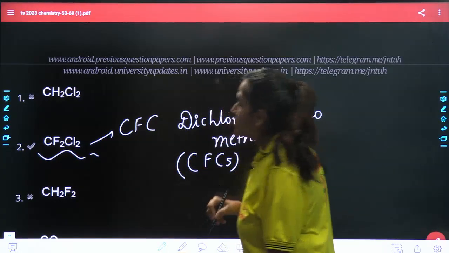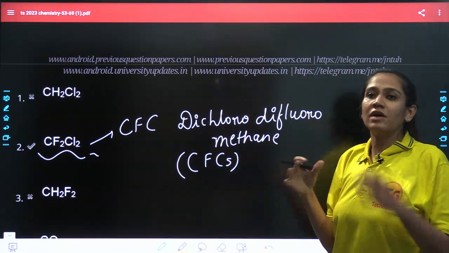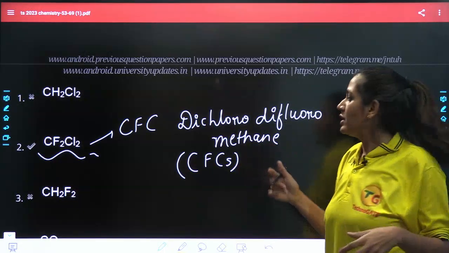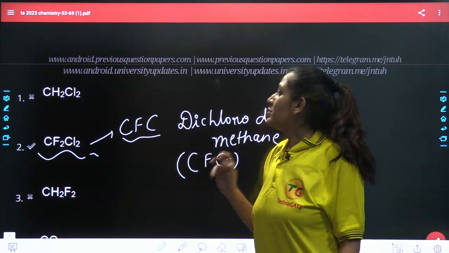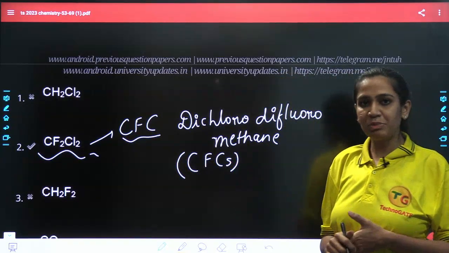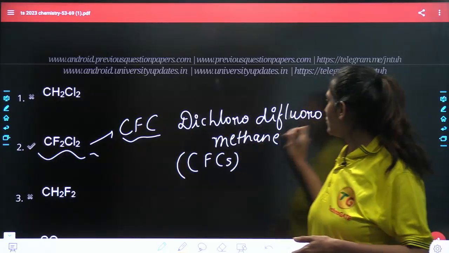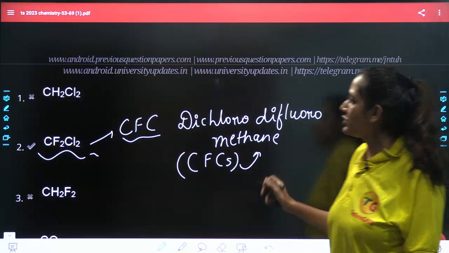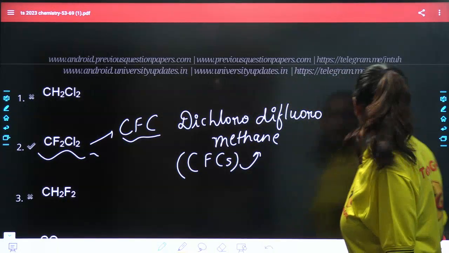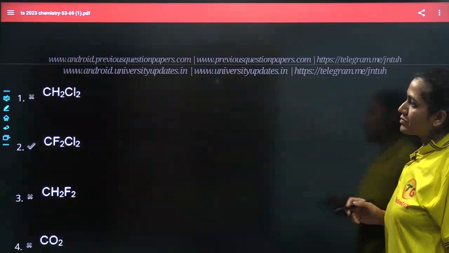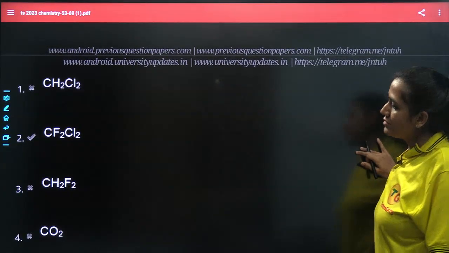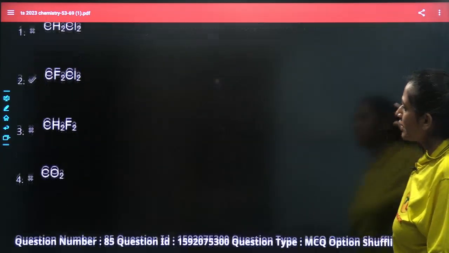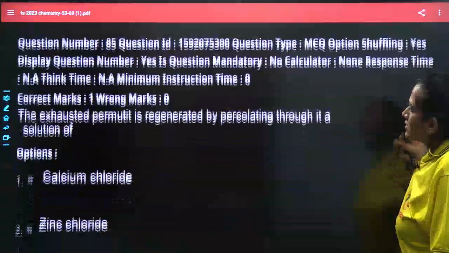Initially, it was being used in refrigerators, and in sprays, aerosols, as propellants. Now it is banned because it is causing ozone layer depletion. So our correct option is difluoromethane, which is a chlorofluorocarbon. So this one is responsible. The remaining ones are not. Clear? From all the options, chlorofluorocarbons are responsible for what? Ozone layer depletion. Okay. Next question.